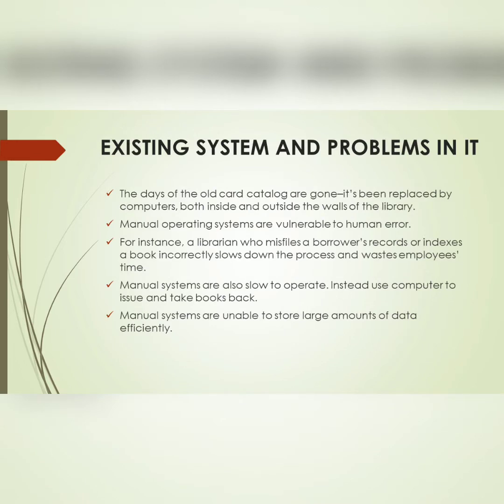Existing system and problems in it. The manual operations are vulnerable to human error, so it has been replaced by the computer both inside the wall of the library and outside the wall of the library. For example, if the librarian misfiles the student's record, then it will slow down the process. Manual systems are also slow to operate. Manual systems are unable to store large amount of data efficiently.